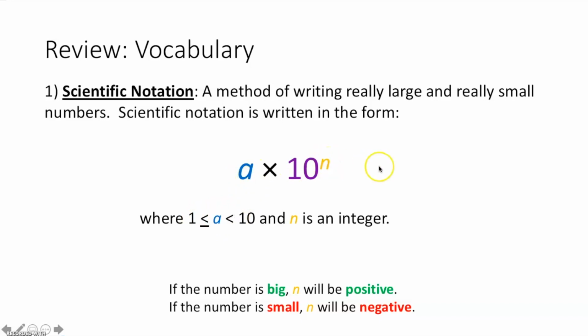Now let's say your number that you're converting in scientific notation is really big, like 5 million. Well then, your n, your exponent, will be a positive integer. If you're converting a number that's really small, like really close to 0, like 0.00001, that means that your n, your exponent for 10, is going to be a negative integer.